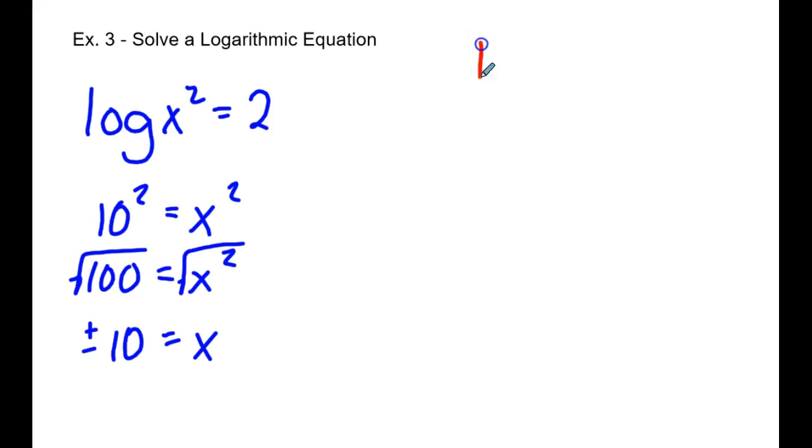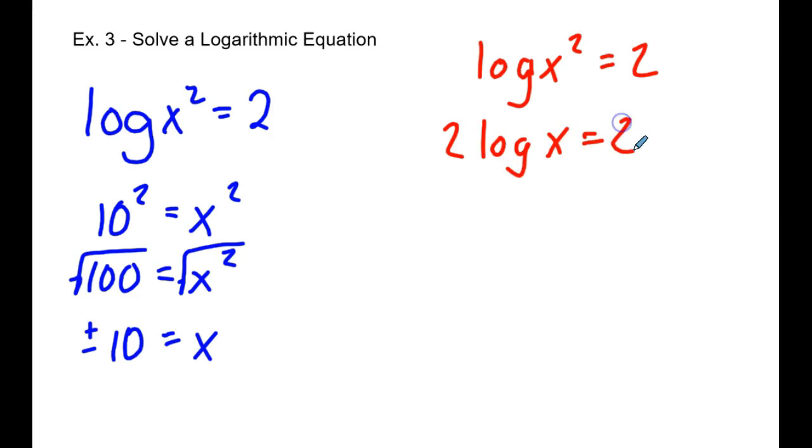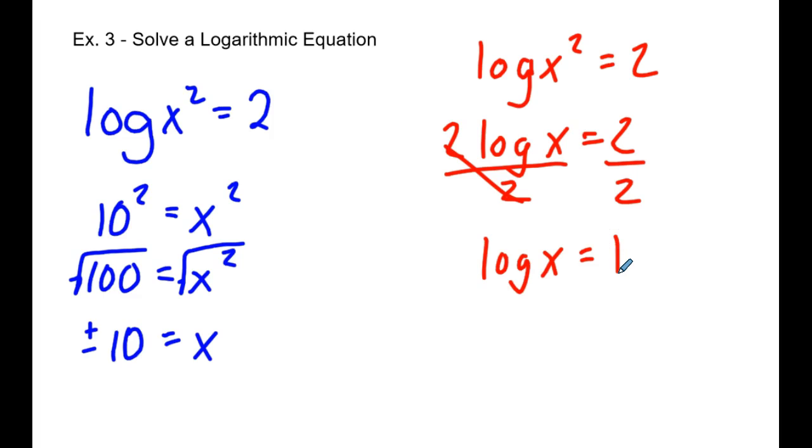We could also solve this using a different method algebraically. So we have log base 10 of x squared equal to 2. On the left side, we could use our power property in order to bring this exponent down as a coefficient. So this would become 2 times log base 10 of x equal to 2. And then if we divided both sides of this equation by 2, we get the common log of x equal to 1. So now if we rewrote this in exponential form, we would get 10 to the first, which is just 10, equal to x.